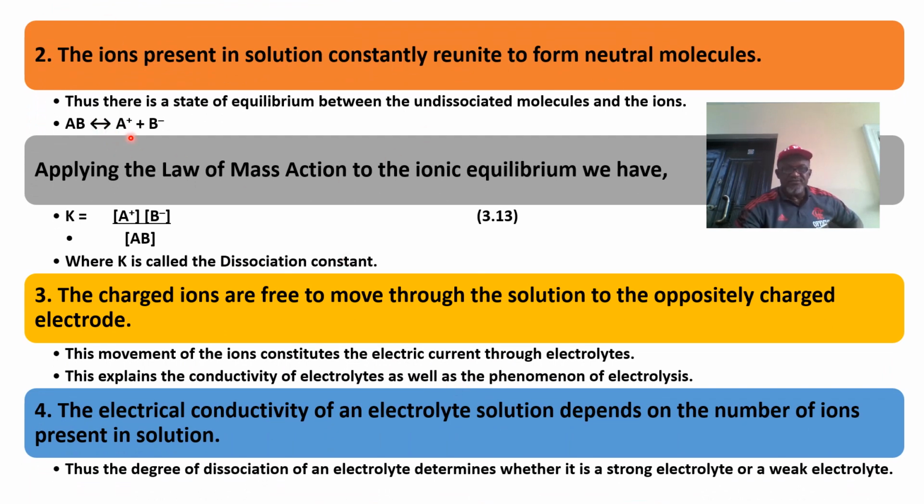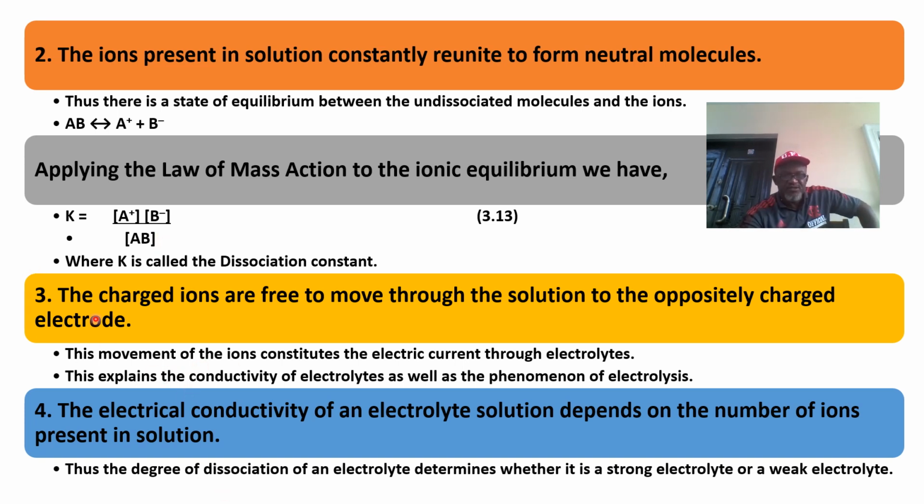Now, secondly, there will be an equilibrium between the undissociated molecules and the ions. If you apply the law of mass action, the equilibrium constant will be given by this. Here we call that the dissociation constant K. These are the products, so the concentration of the product divided by the concentration of the reactant, which is the electrolyte.